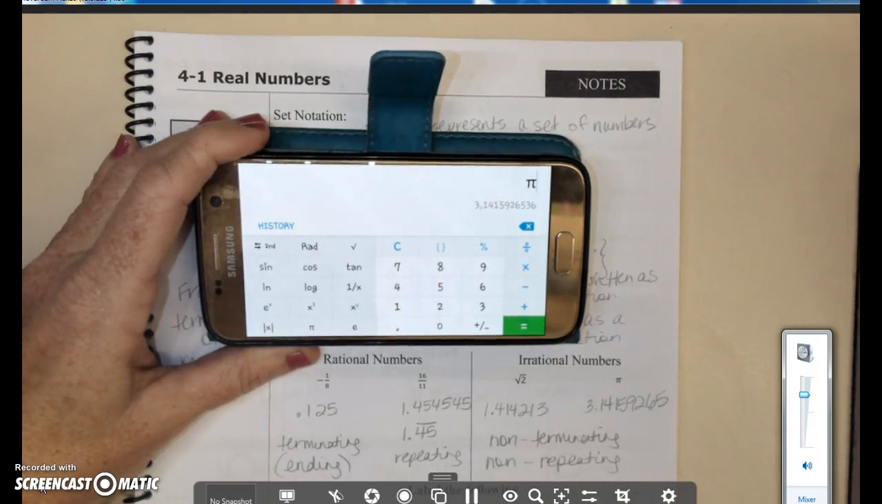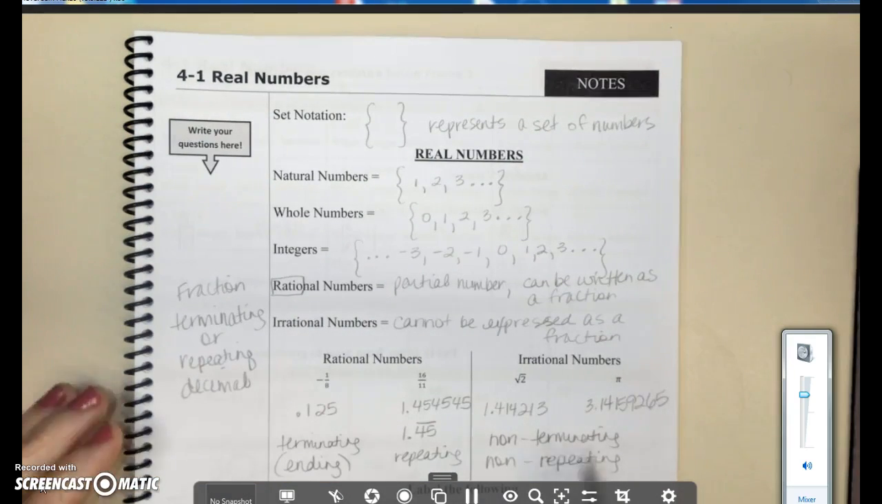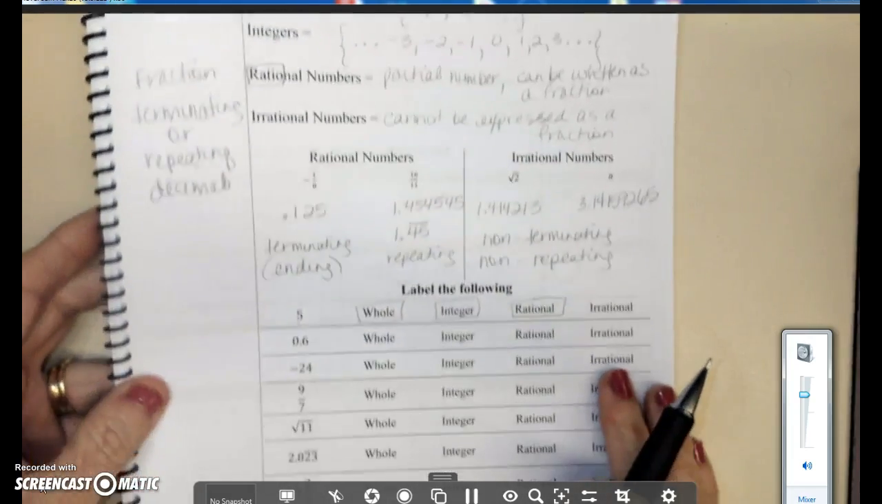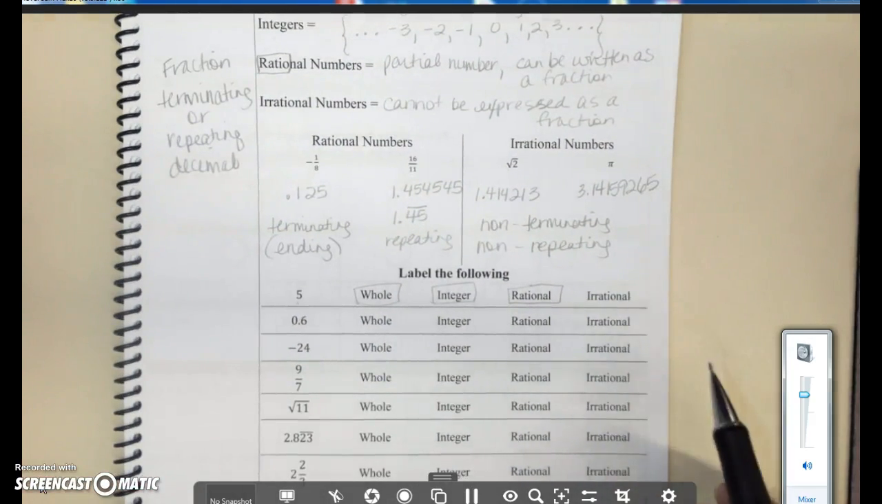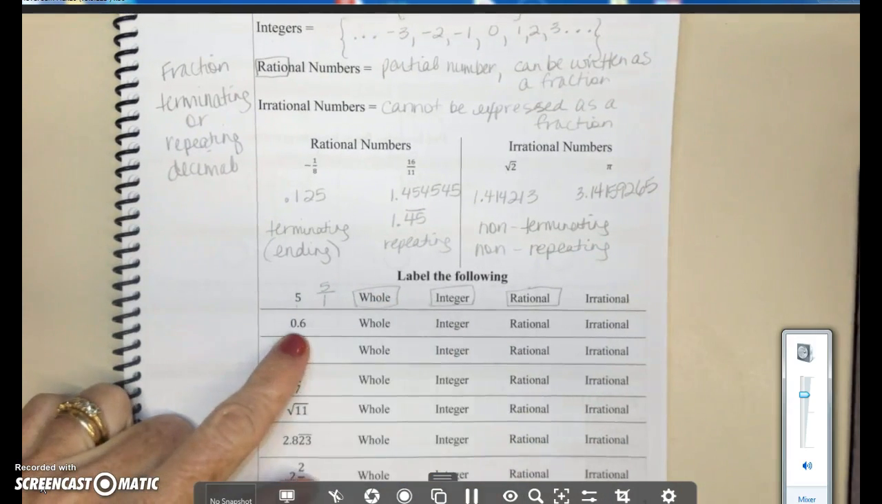what they are. So 5, well, we know that's a whole number. We also know it's an integer, because that's just all the natural numbers plus 0, all the positive and negative numbers. It's definitely rational because it can be written as 5/1. Oops, sorry, let me move up a little bit. It's not irrational. Okay, so we can write this as 5/1.